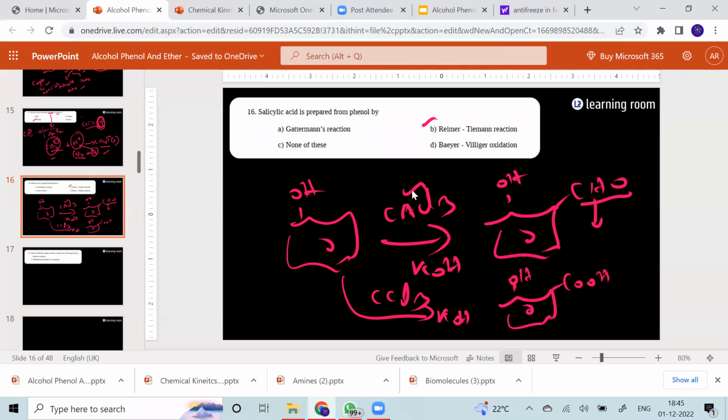Sir, for salicylic acid, we should do Kolbe's electrolysis. So for salicylic acid, we will go for Kolbe's reaction, but the CO2 option is not there. What should I choose? None of these? Why, Reimer-Tiemann is happening, right? CCl4 plus KOH is happening. That is also called Reimer-Tiemann only.